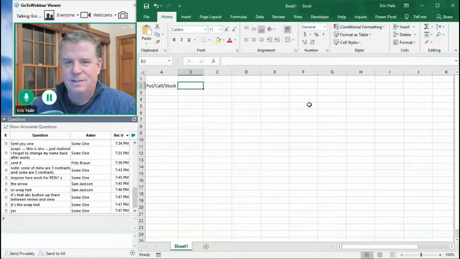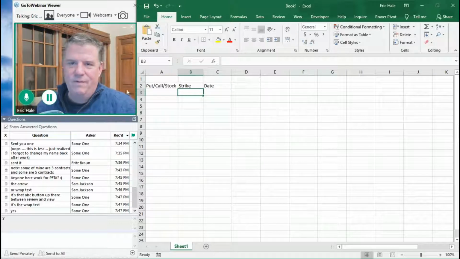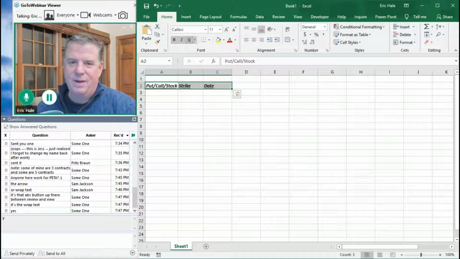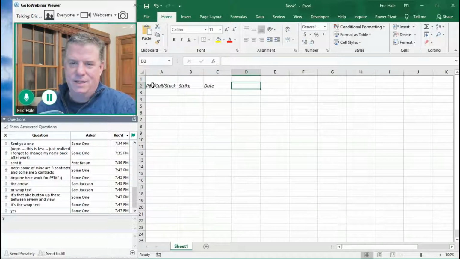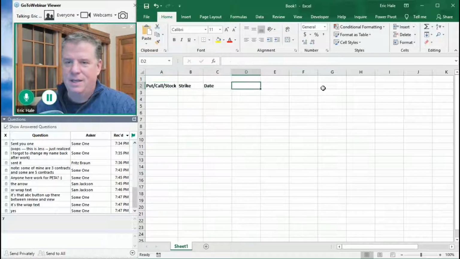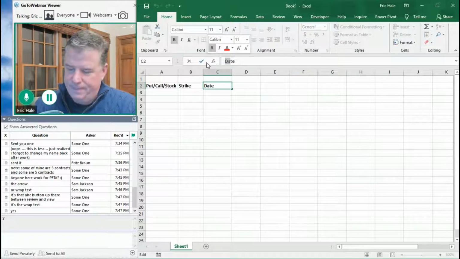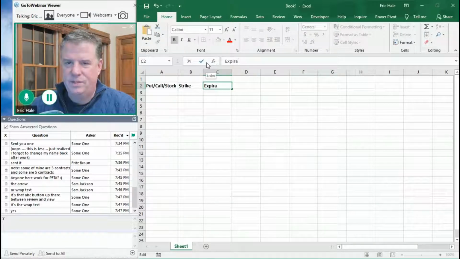That's not me. So I put call stock, and then I put the strike, and then I put the date. Now, if you want to change the format in here, we can make it bold, italic, or underline, and do all kinds of different stuff. Sometimes I'll make it italic or bold. These are headers, so bold would be appropriate. This is technically the expiration.